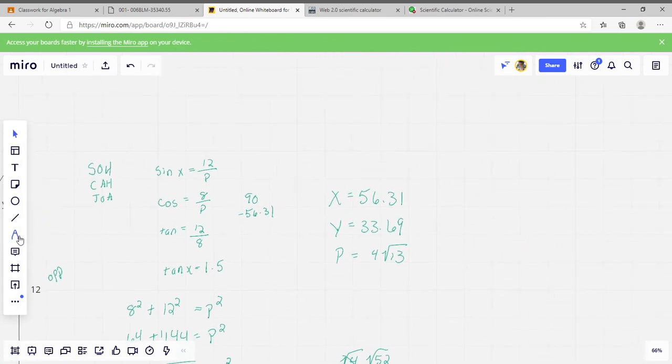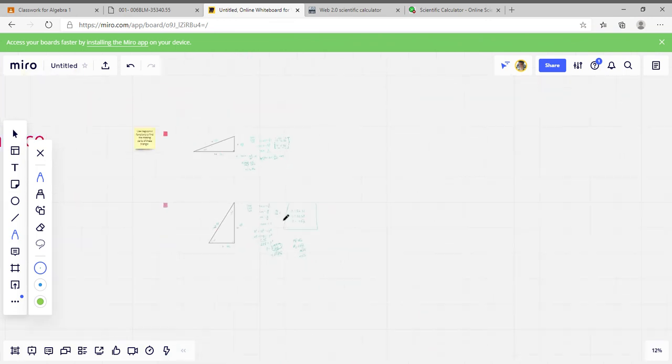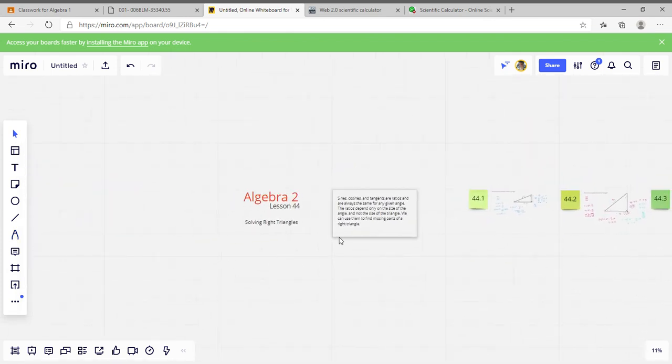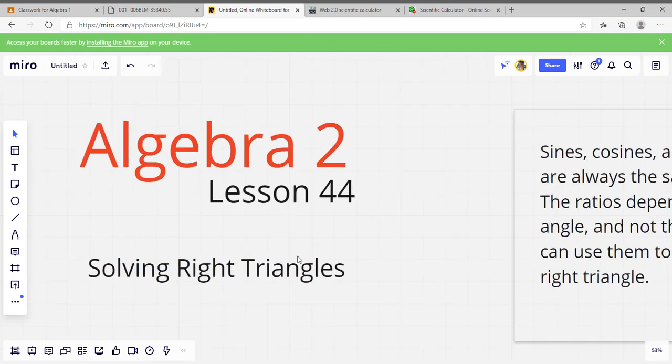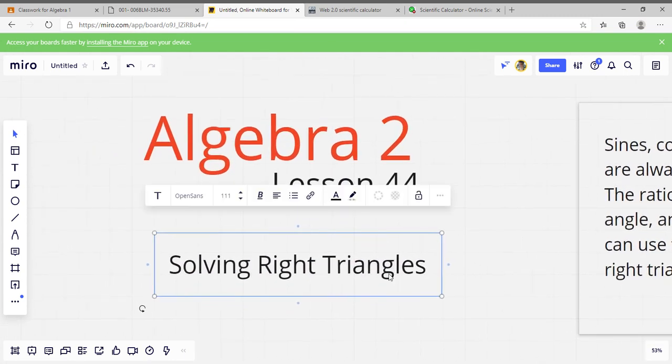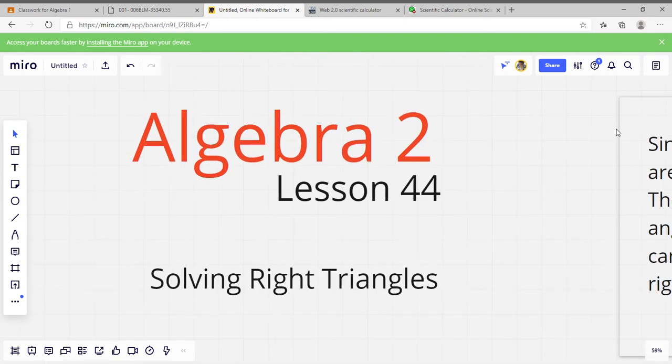But anyway, this is the answer right there. So hopefully that wasn't too confusing. I think that was all we had for practice. Yep, so that's it for that lesson. We're just using what we learned about trigonometric functions to solve right triangles. So that's it for lesson 44.